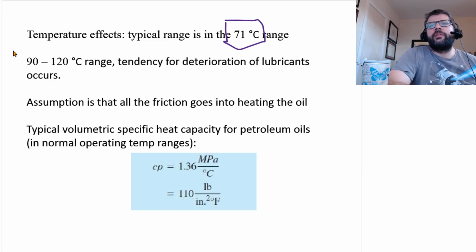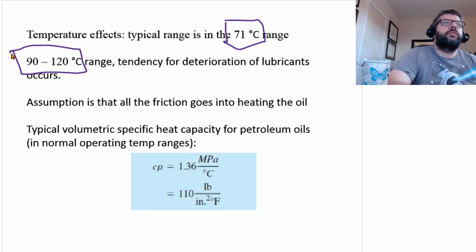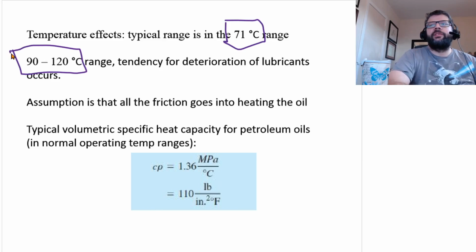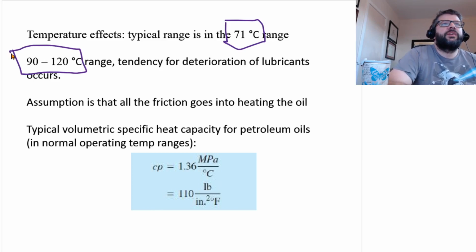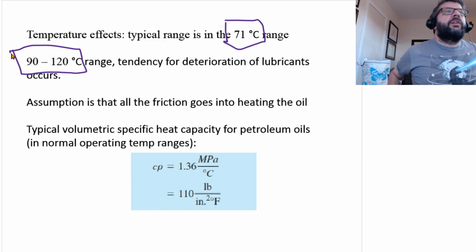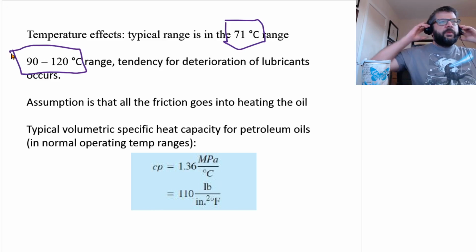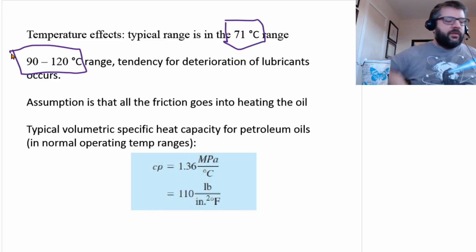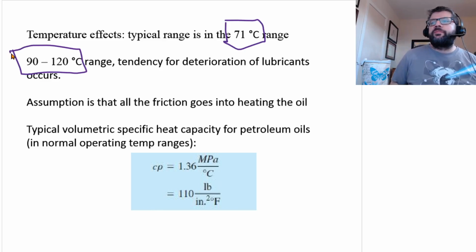If it gets too hot, if we start getting up into the 90 degree to 120 degree range, you do have a tendency for lubricants to start breaking down. Now, that having been said, both of these values are very highly dependent upon exactly what oil you're going to be using. So again, check what the manufacturer is saying. They're going to give you the guidelines upon what a usable range is, and they should be able to give you a viscosity profile.